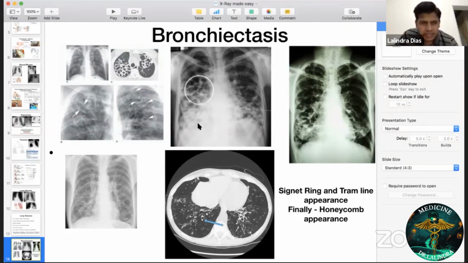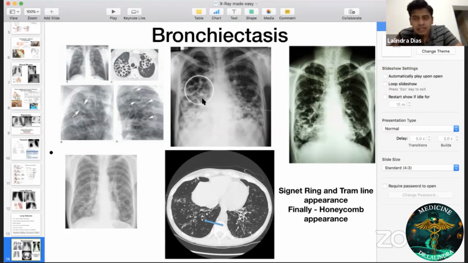See guys, these X-rays show radiological features of bronchiectasis. But before that, I will teach you more clinical features of bronchiectasis. What is the pathology first of all? As I told you before, there's persistent inflammation of the terminal bronchioles, which causes permanent dilatation of the bronchioles.